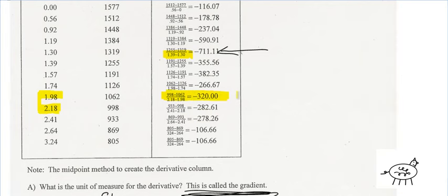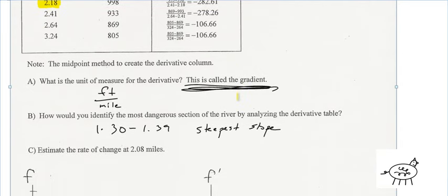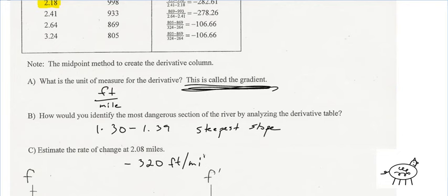And that's my average. My average is negative 320. Okay, so that's estimating the rate of change at 2.08 miles. So I'm just going to say negative 320 feet per mile.